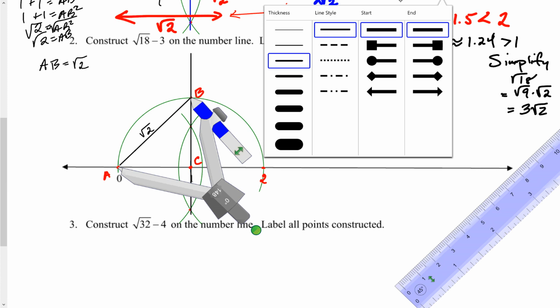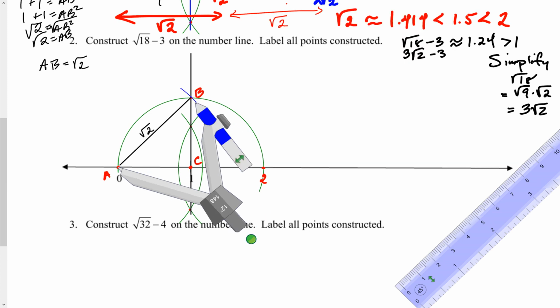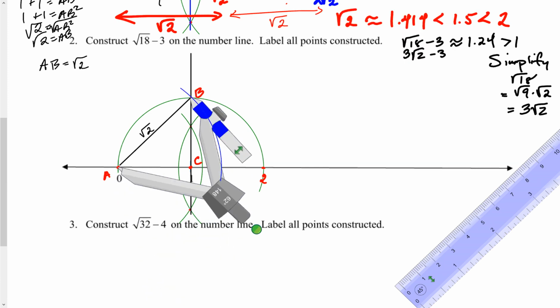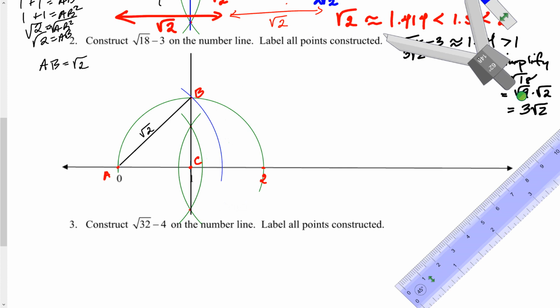Let's go ahead and construct this. Wherever it hits the number line is going to be the square root of 2. Here we go. Let's label.